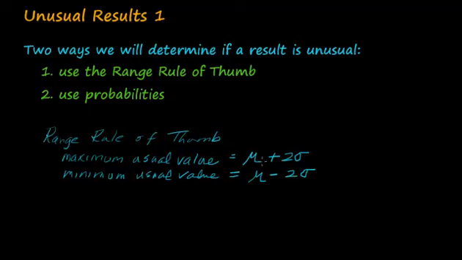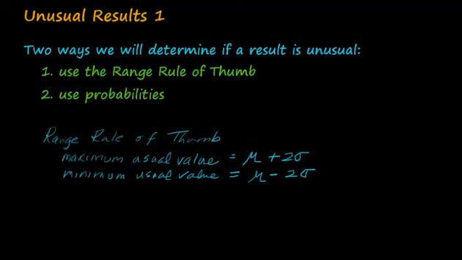Okay, so how would we use this? Well, if we know the mean for our probability distribution and the standard deviation, then we could determine what values lie within this usual range, from this low to this high. Anything above the maximum usual value, we'd say, that's unusual. Anything below the minimum usual value, we would say that is unusual. Okay, so that's the range rule of thumb method, and we'll see an example of that in another video.